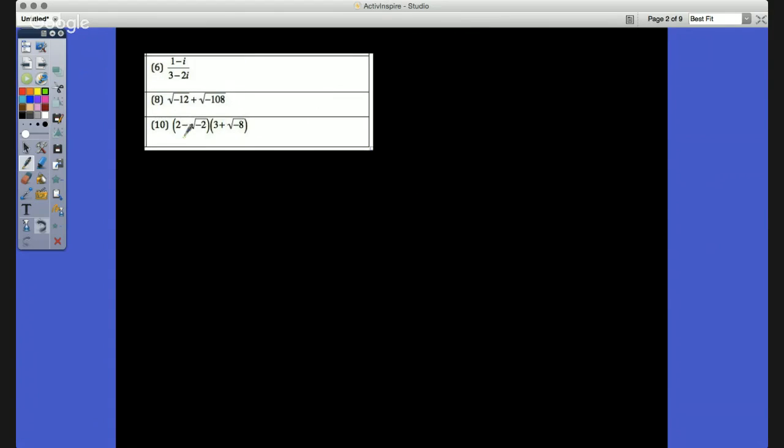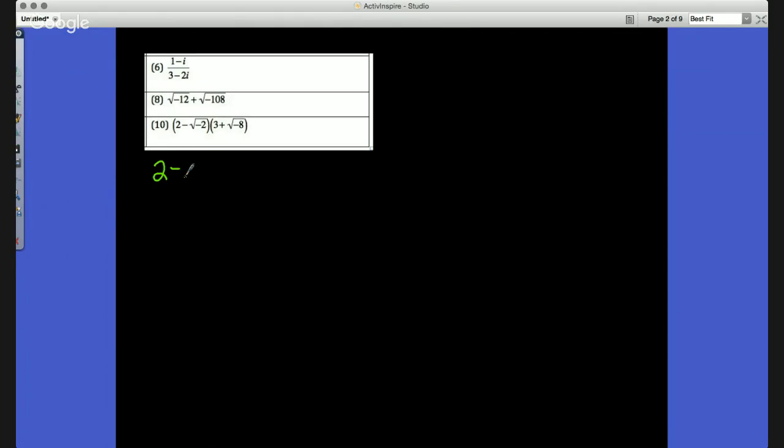The next one, number 10, we could do the same thing. The only difference is now we're going to distribute. So we have 2 minus i square root of 2 and 3 plus i square root of 8. Now, you could distribute, or you could simplify square root of 8, but let's distribute first. So 2 times 3 gives me 6. 2 times i square root of 8 would be 2i, because we multiply outsides together and keep the inside to get there. So we have 2i square root of 8. Now we take the negative i square root of 2 and distribute to get negative 3i square root of 2.